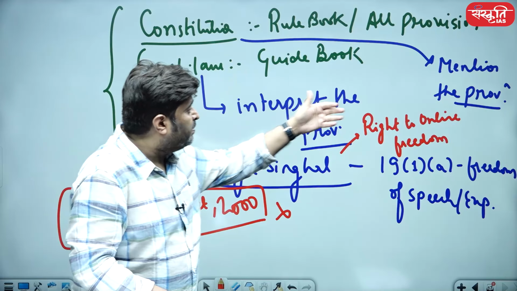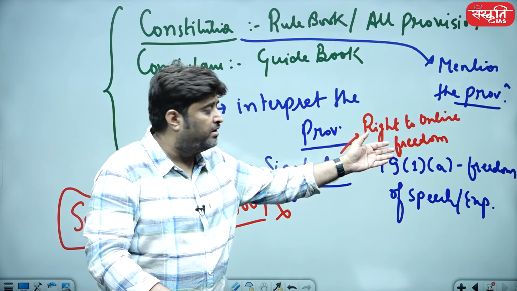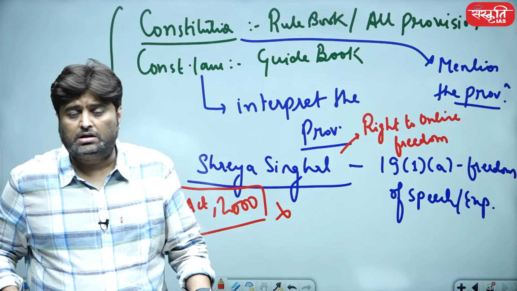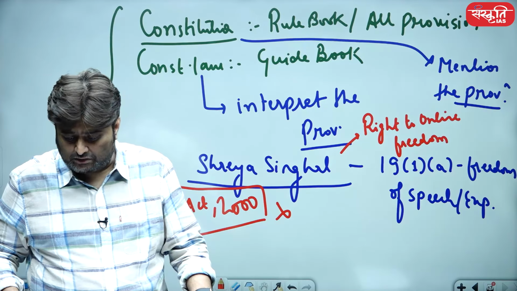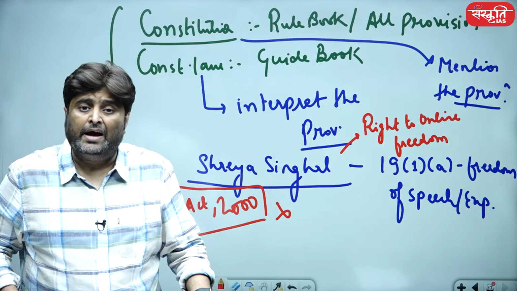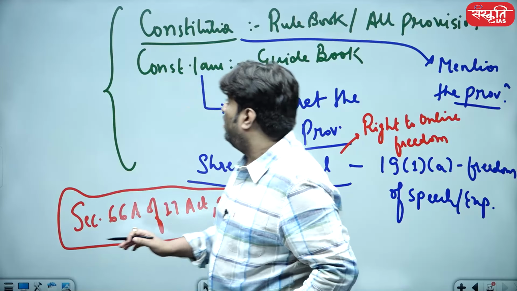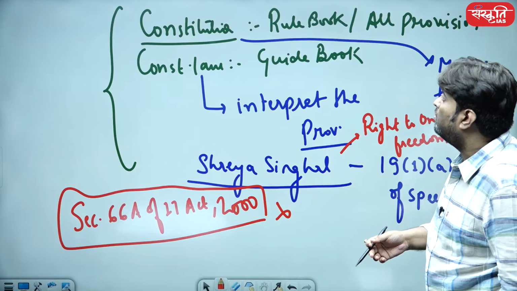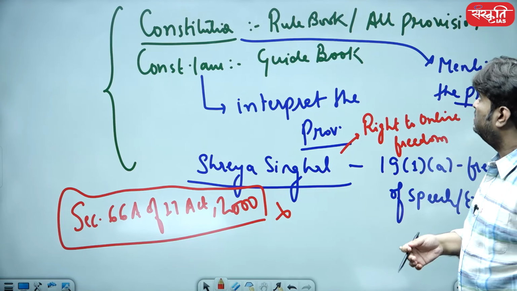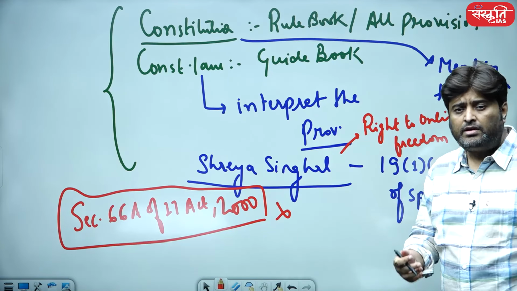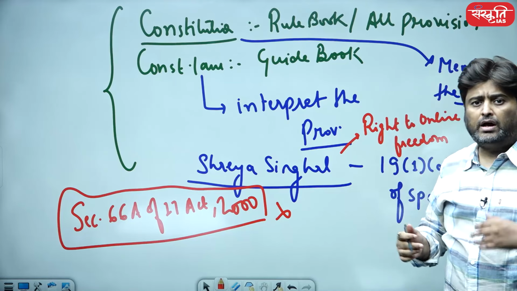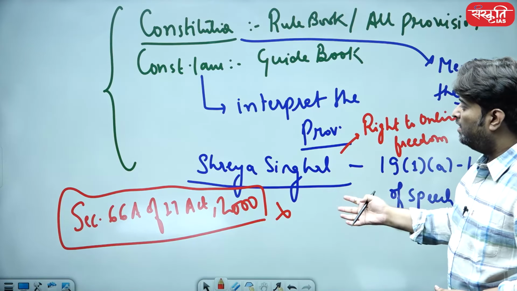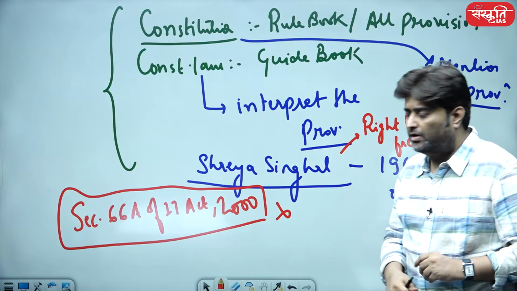But it has been interpreted to a new domain or to a new territory known as right to online freedom as well. And therefore, student, Shreya Shingal case is considered to be a very, very important landmark judgment in India's constitutional history. So, always remember, student, what is the basic difference between constitution and constitutional law? Constitution is more about a rule book. Constitution is more about depiction of the provision, and constitutional law is more about the guidebook and the interpretation of those provision, which can be very significantly explained by this example of Shreya Shingal.